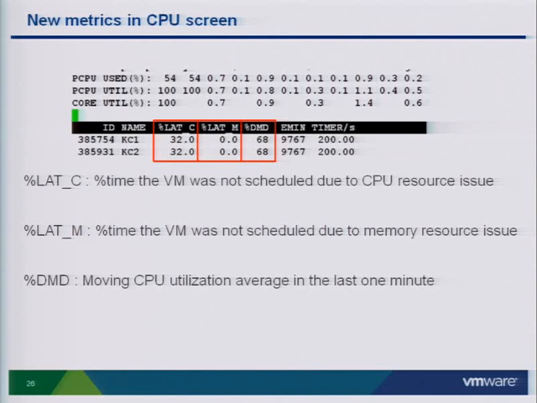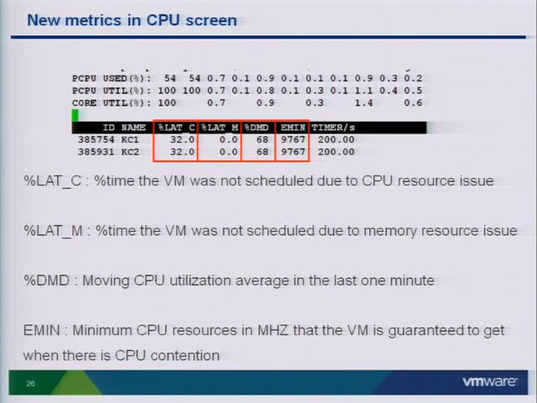The third counter, demand, tells you the moving average CPU utilization of this VM in the last 1 minute. Now, this is different from percentage used, because percentage used tells you the CPU usage in your last refresh interval. When you see percentage used as 50%, that is for the last 5 seconds of the snapshot that you collected. But what was the trend in the last 1 minute? It may be going up and down. So what's the overall trend? That's what the demand is.